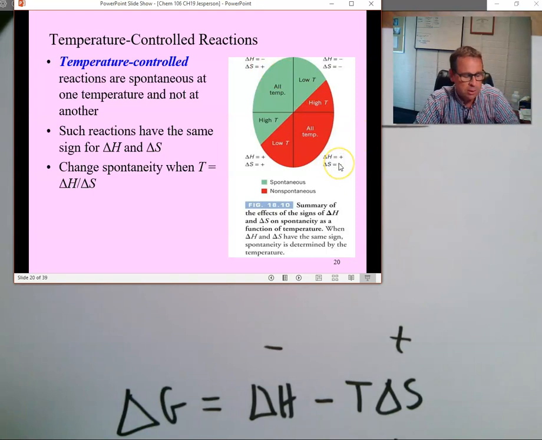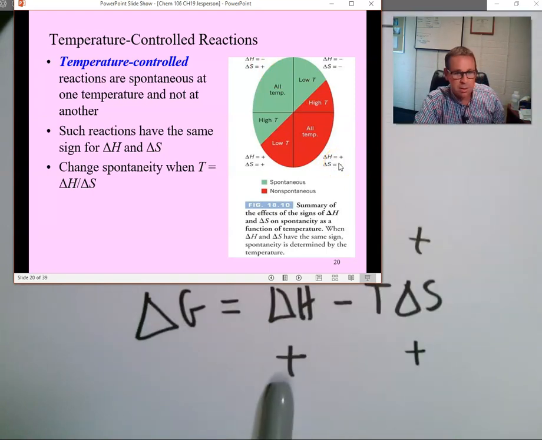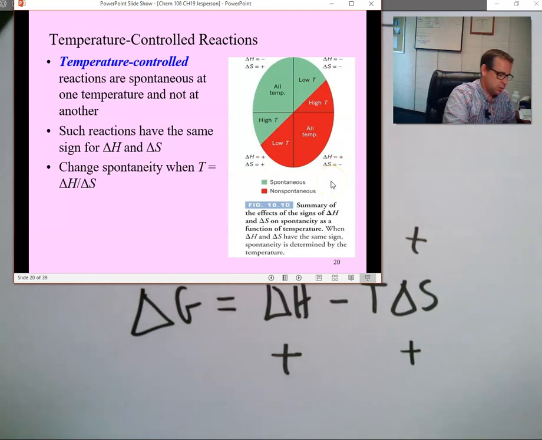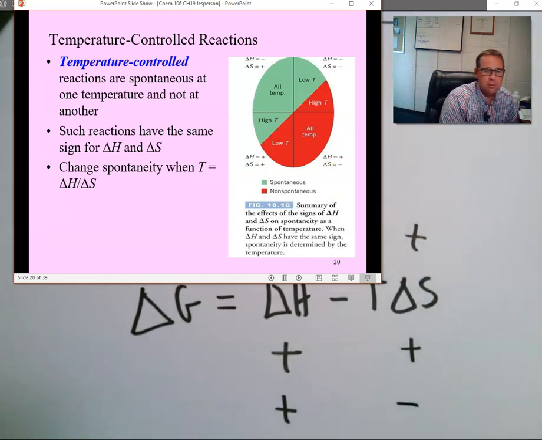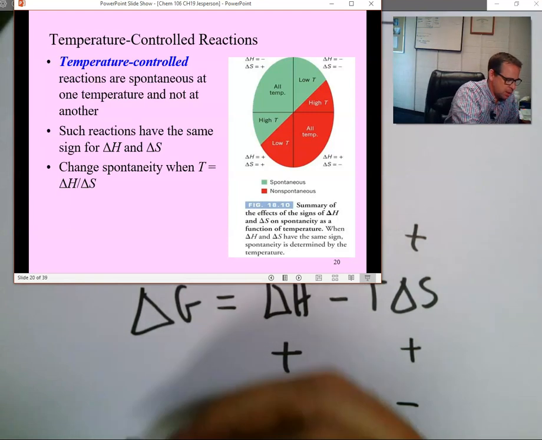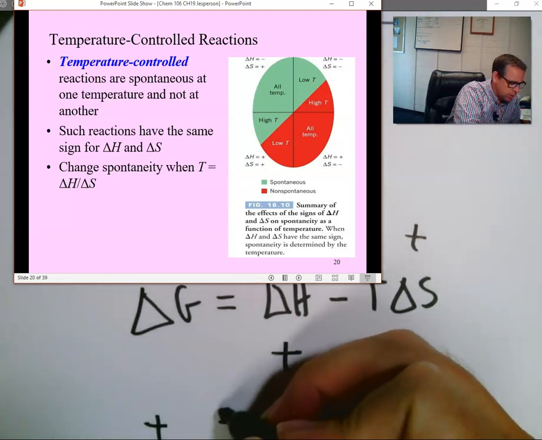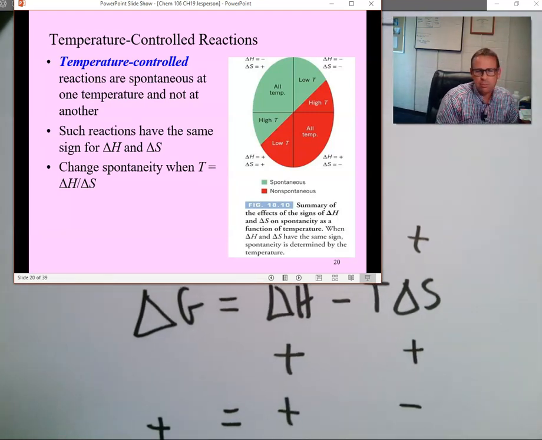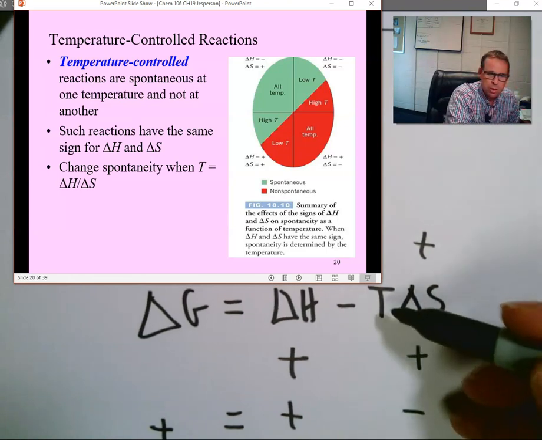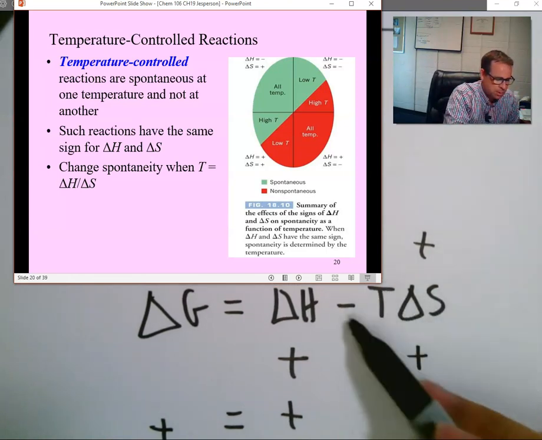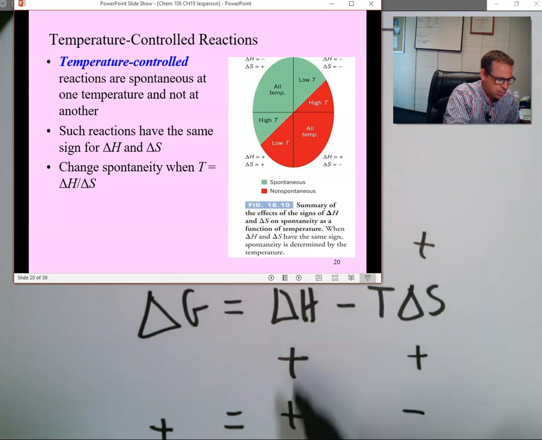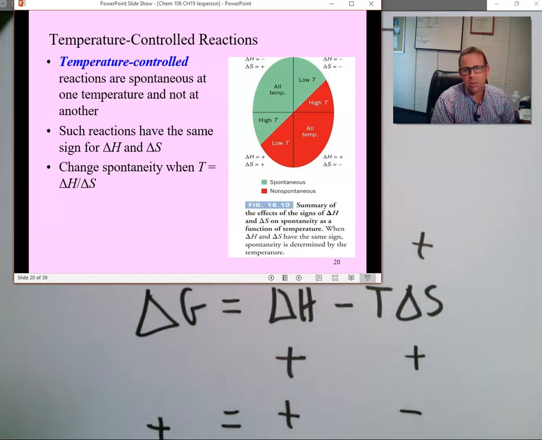On the other hand, if delta H is positive and delta S is negative, right? So if this is positive and this is negative, then there's no way to get a delta G of anything other than a positive value. No matter what temperature you throw in here, because this is negative, this is going to result in a positive sign plus another positive, to be a positive.